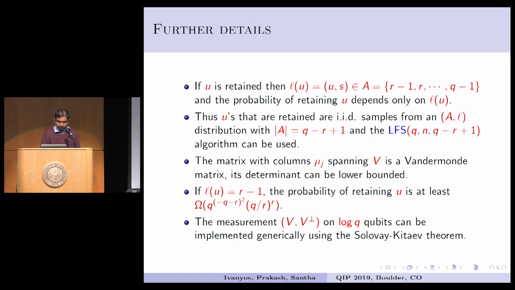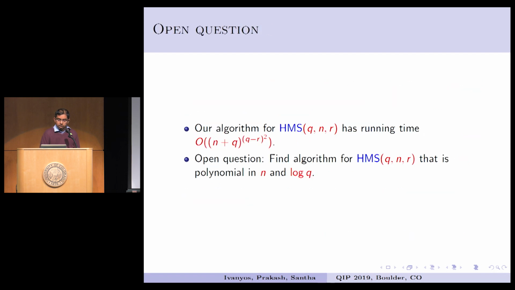Okay, so I showed you how to solve the LFS problem and how to reduce the HMS to the LFS, and combined these to give an algorithm for HMS Q and R with running time n plus q to the q minus r squared. I'll conclude with one open question, which is to find an algorithm for HMS Q and R that is polynomial in n and log q. That's the most immediate open problem that one could hope to extend following the ideas in this work.